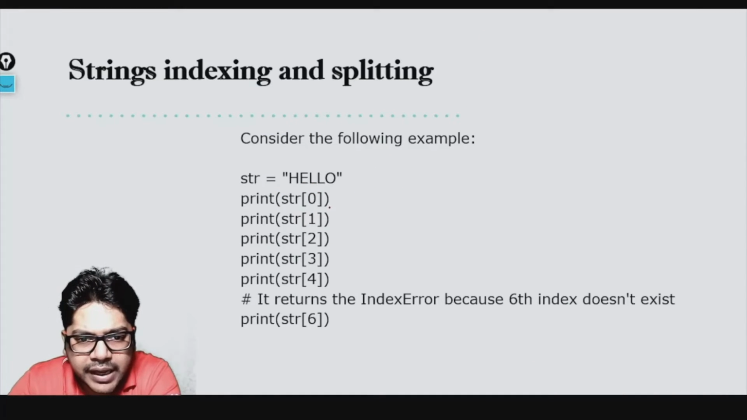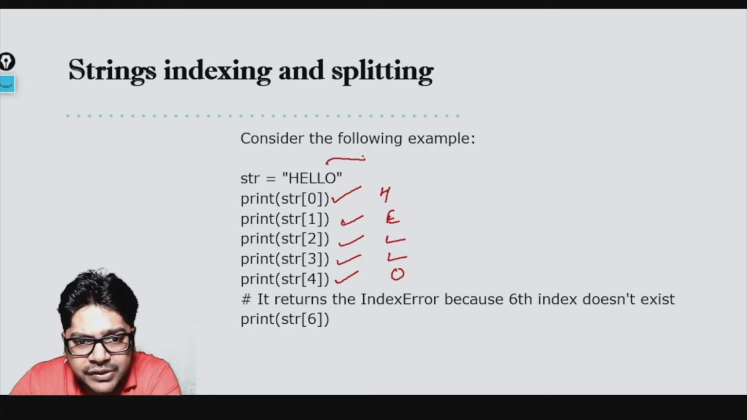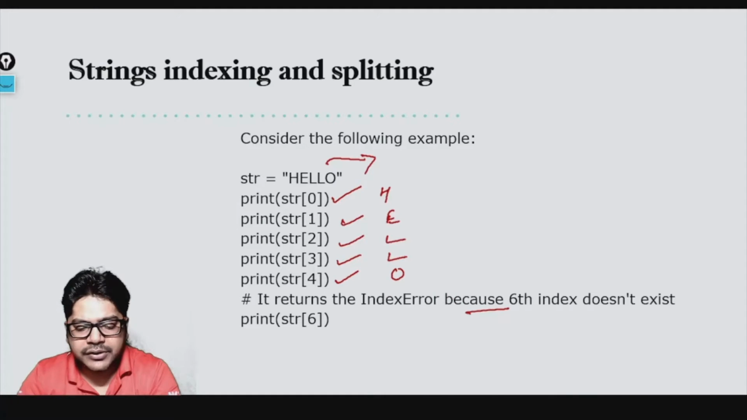So this is how you can access the individual characters. str 0 is going to give you h, 1 is going to give you e, 2 is going to give you l, 3 is going to give you another l, 4 is going to give you o. If you try to access anything beyond that, it is going to give you an error. Let us try to do that.